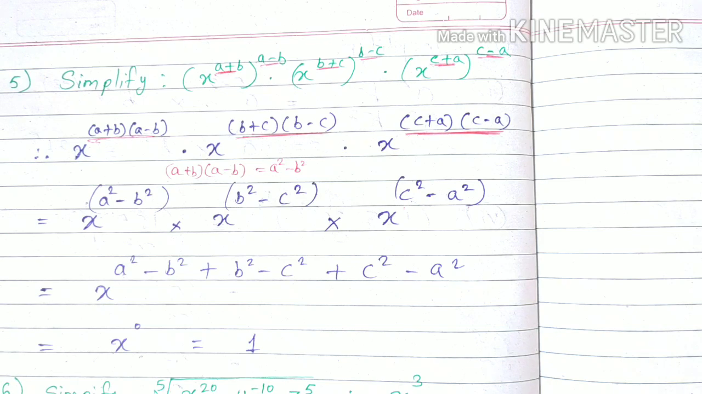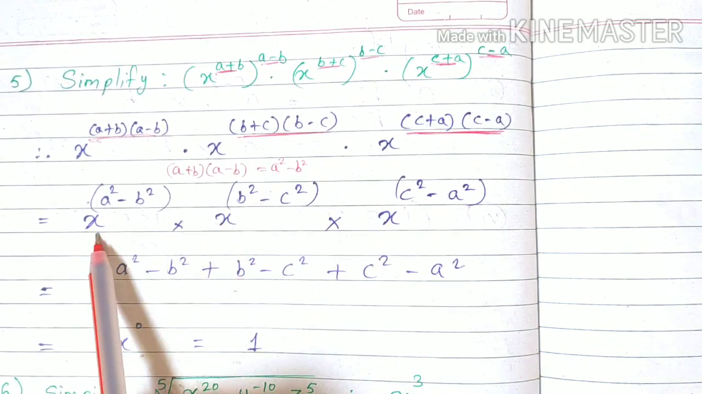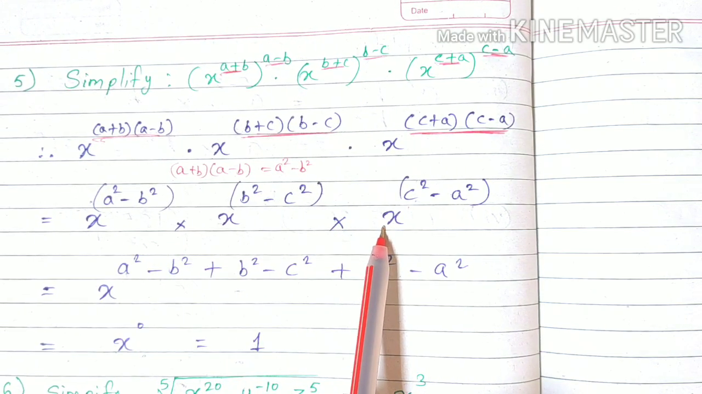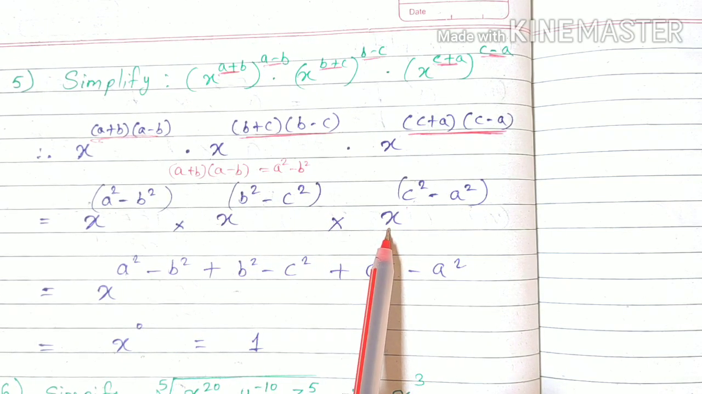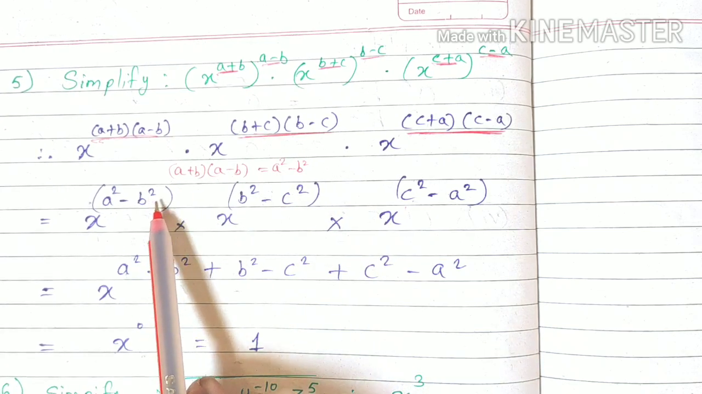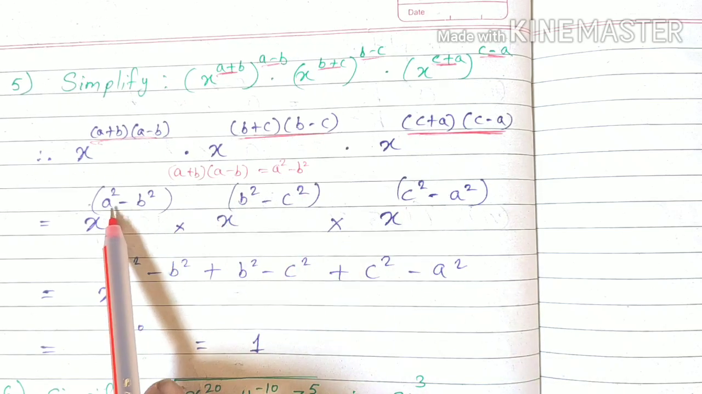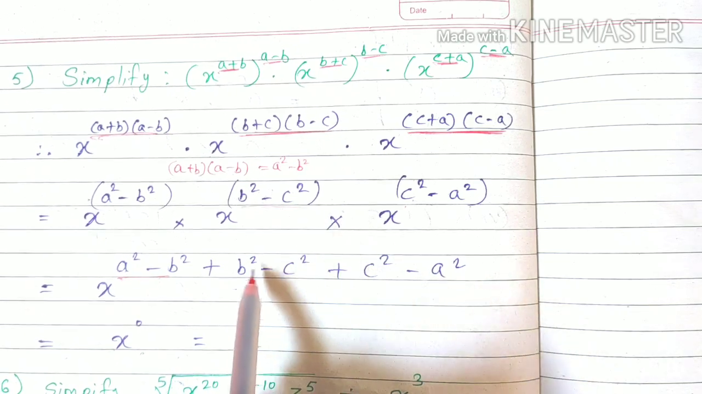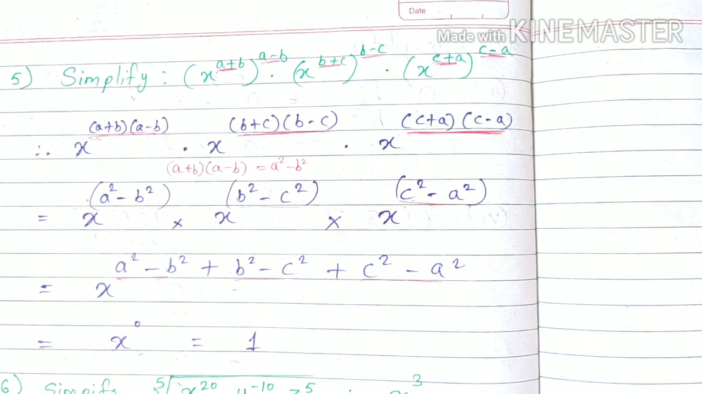Understood till here? Next, since the bases of all these three are same and between them there is a multiplication sign, we can apply the product law. By applying the product law, we must add the powers. So we added all the powers: a square minus b square, that is our first power, plus the second power, plus this third one. Okay, now see what will happen here.